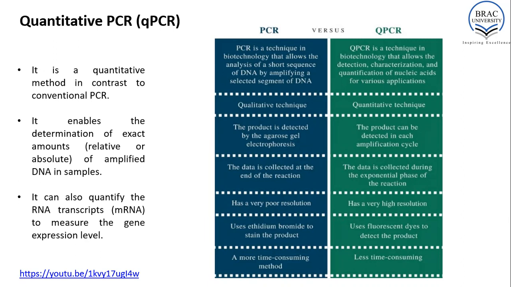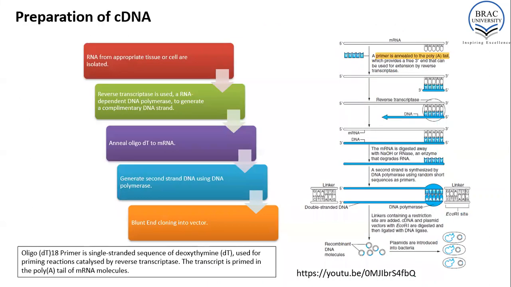The qPCR is very high resolution, and it uses a fluorescent dye to detect the product, whereas in PCR, the ethidium bromide detection method is normally used. Sometimes PCR is also more time consuming than qPCR. So these are the differences between PCR and qPCR.